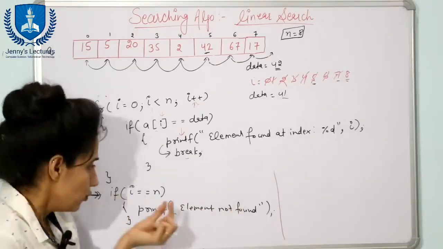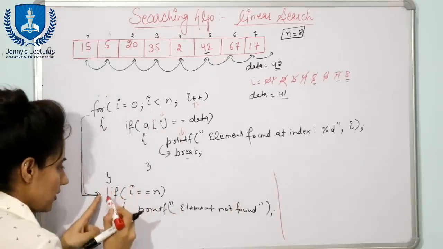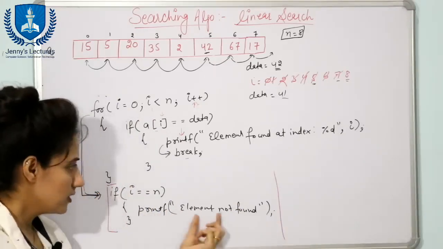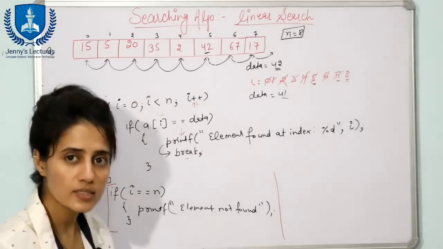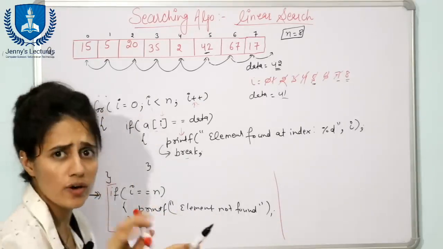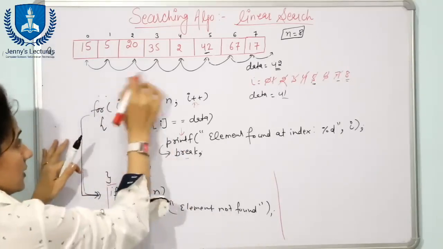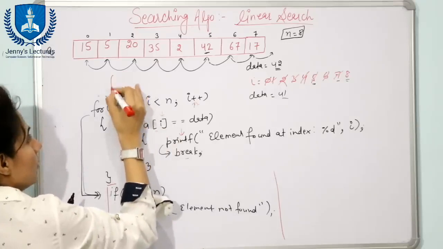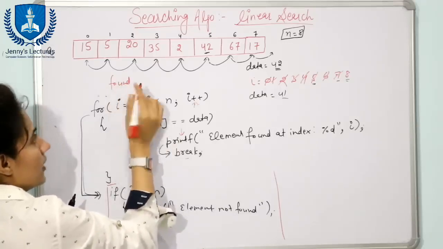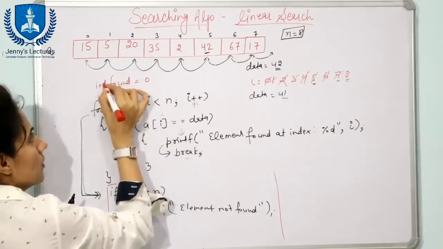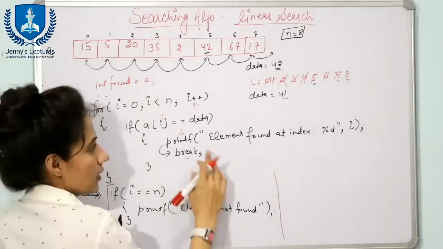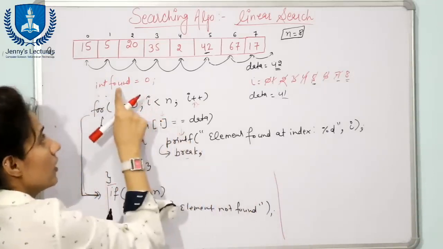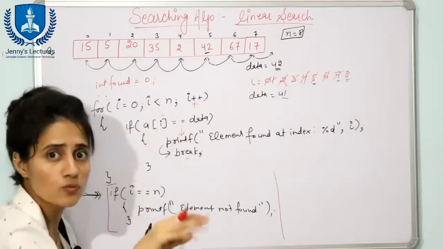And if you don't write this condition, the second method to print the statement "element not found" is this: you can take one variable at the starting, either found or flag, it's up to you. I am taking found. A variable found is equal to 0 at the start of the program. And if you find the element, in that case you will convert this found value to 1, meaning found is equal to true.